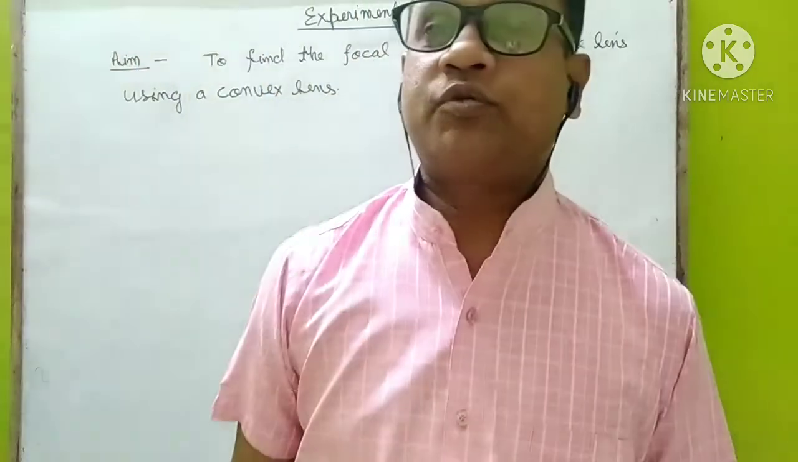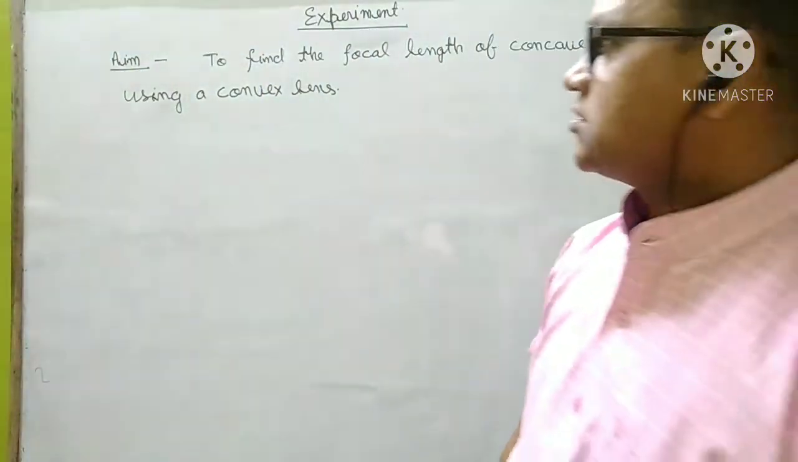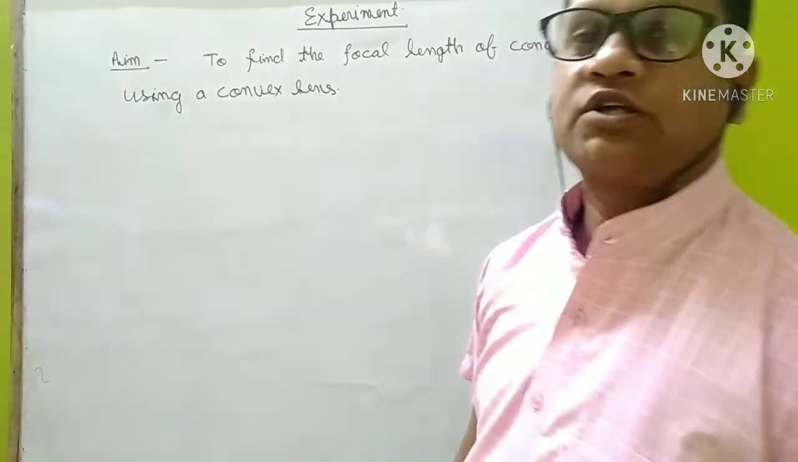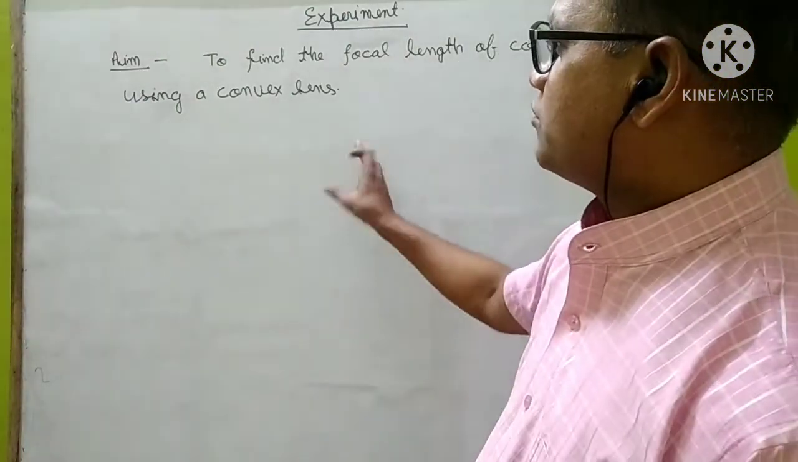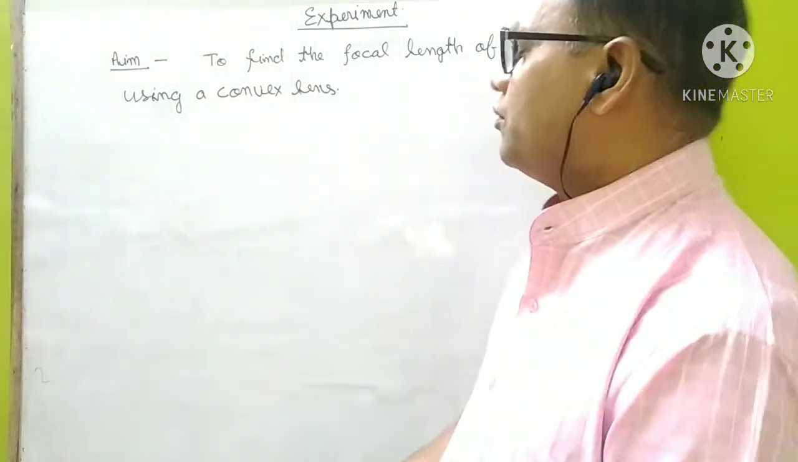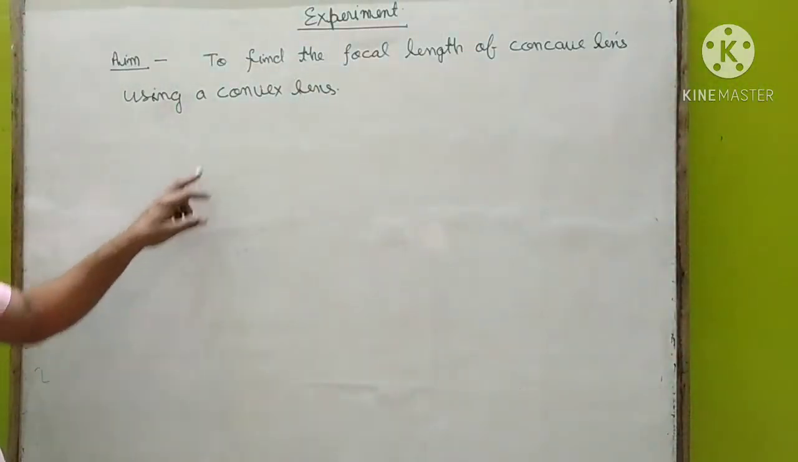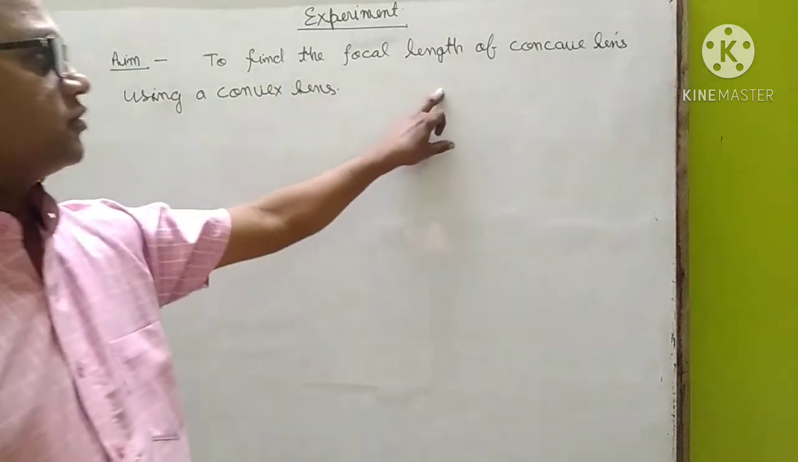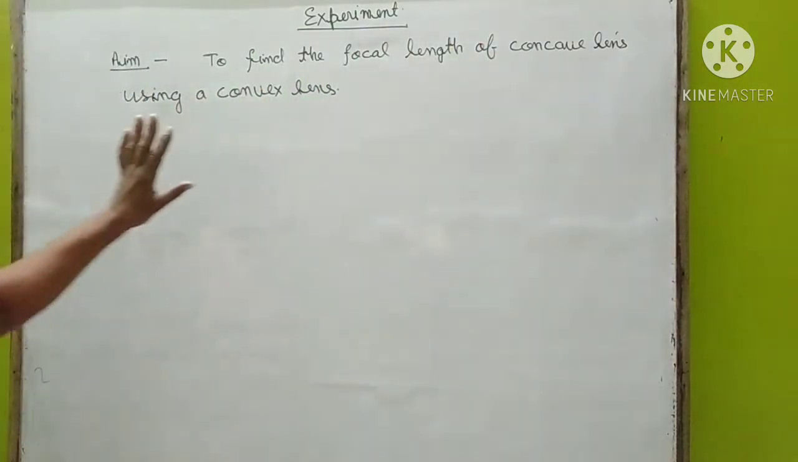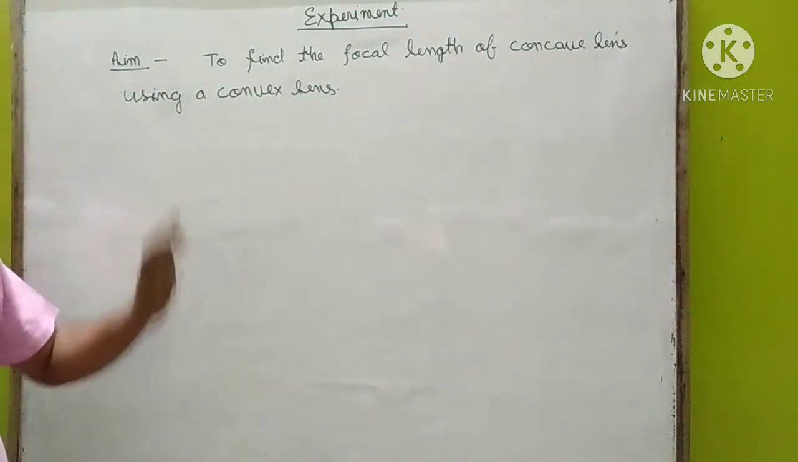Hello, my dear student. Today we discuss an experiment of class 12th from section B in optics. The experiment is to find the focal length of a concave lens using a convex lens.